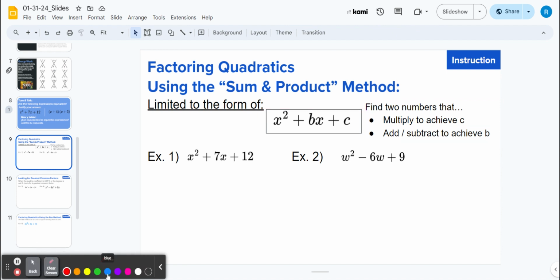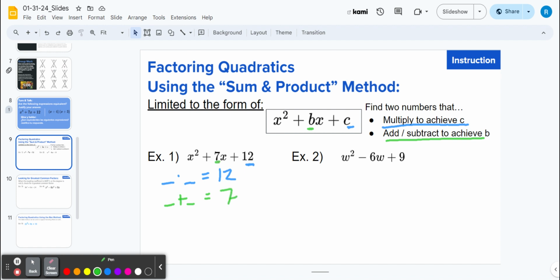So example 1, we have x squared plus 7x plus 12. So we are going to multiply to achieve this C number here, which is 12, right? So we're thinking what times what equals 12. And those numbers also need to add up to achieve these B's, right? What plus what equals 7. And that B is 7 there.